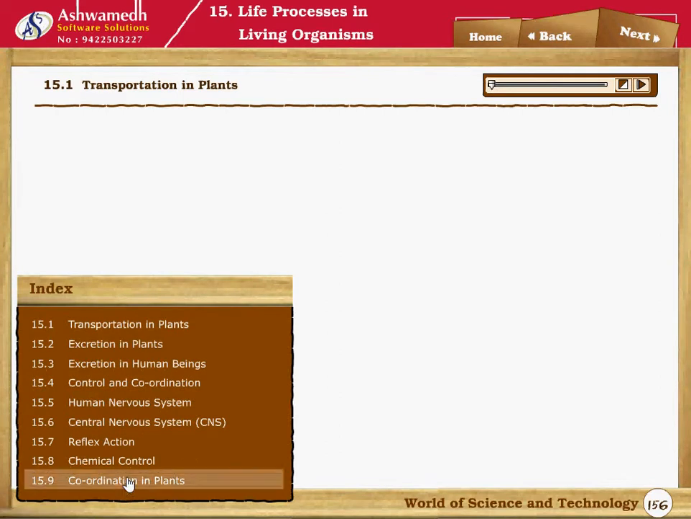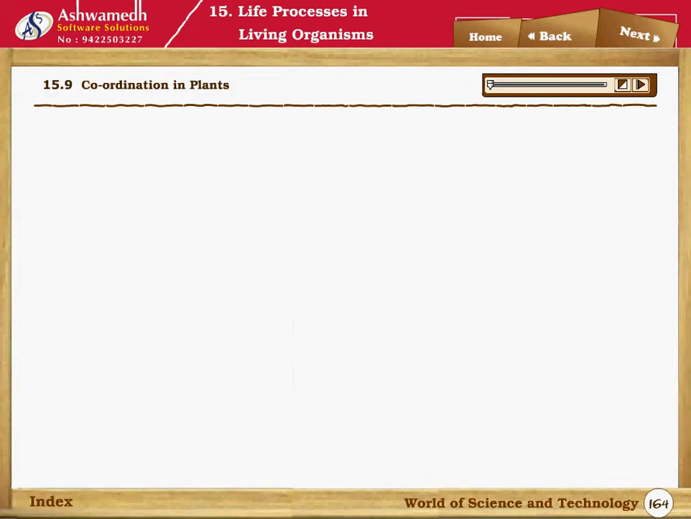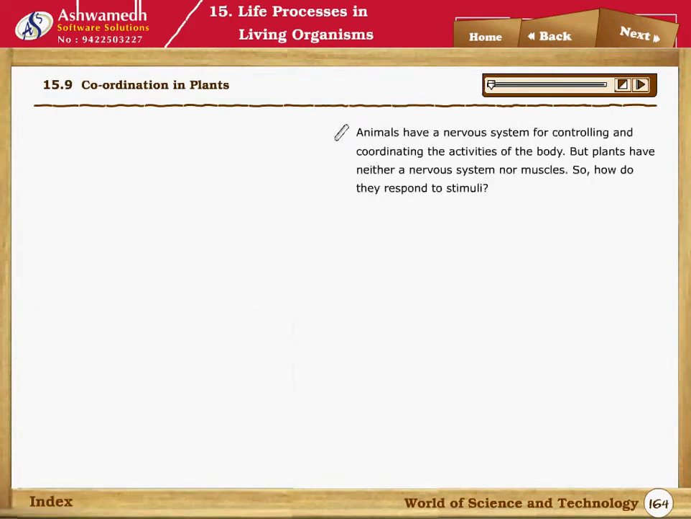Life processes in living organisms: coordination in plants. Animals have a nervous system for controlling and coordinating the activities of the body. But plants have neither a nervous system nor muscles. So, how do they respond to stimuli?